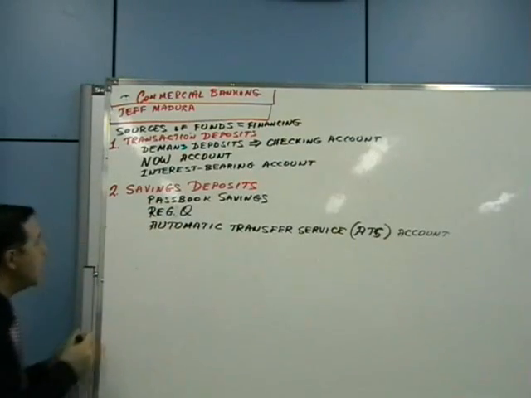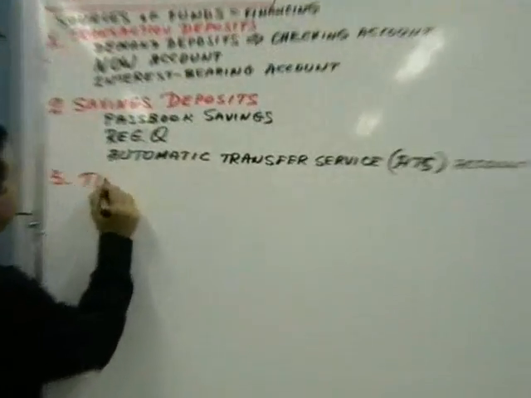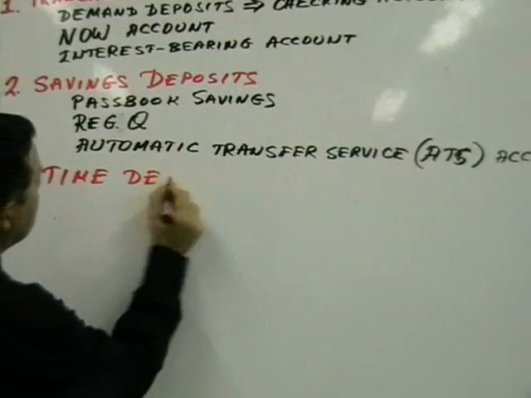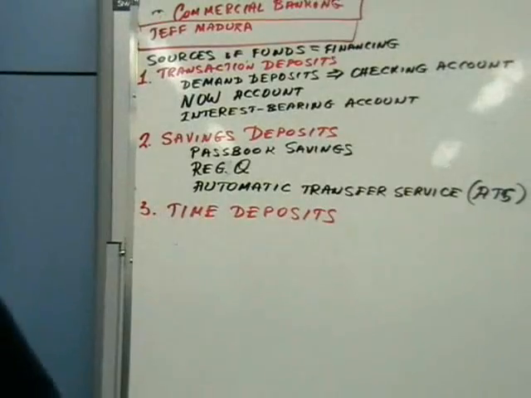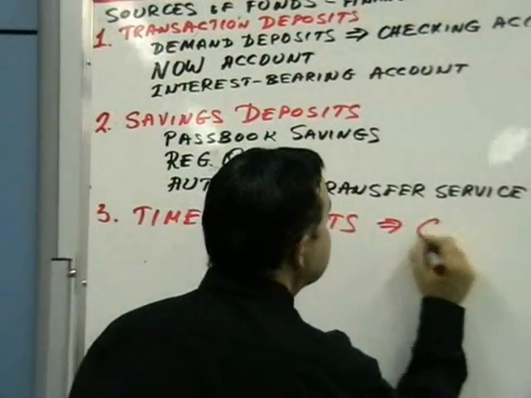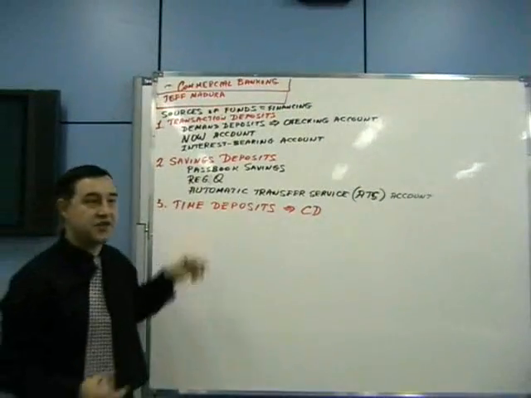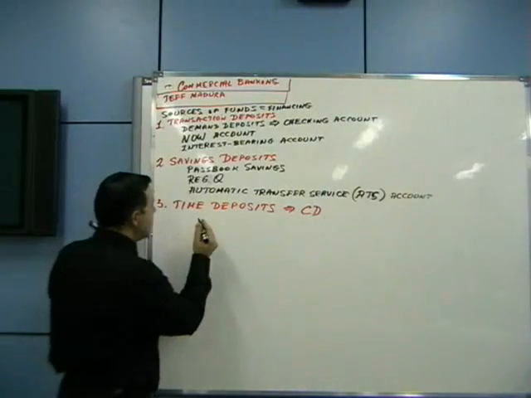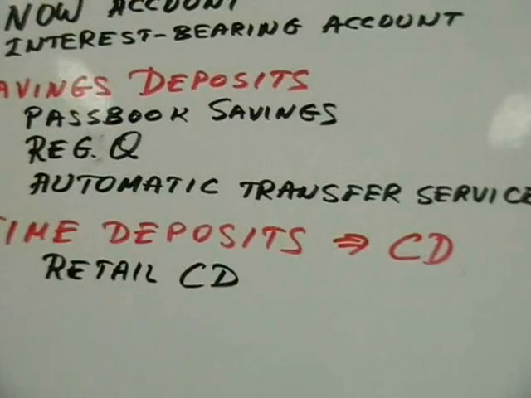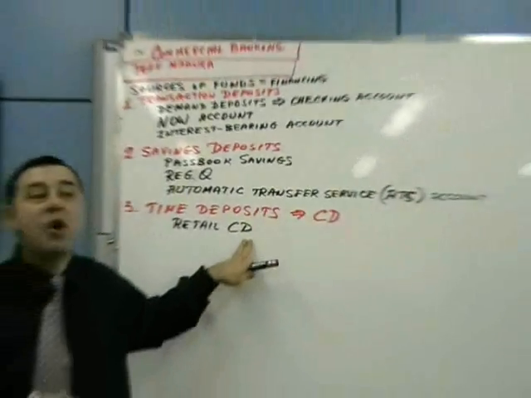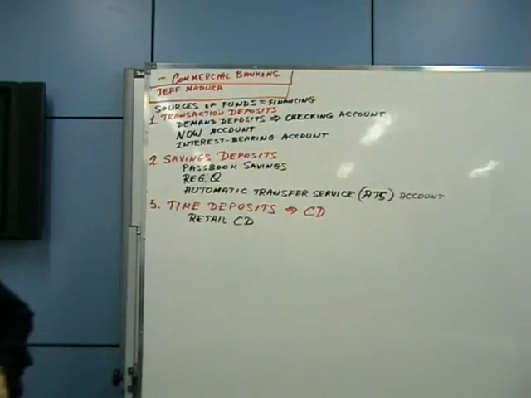Alright, so number 3 is time deposits, and the technical instrument is called CD. Now, it turns out that we didn't cover before, there are 2 types of CDs. One is called retail CD, which is sometimes rarely called small denomination CD. And there is the large denomination CD.